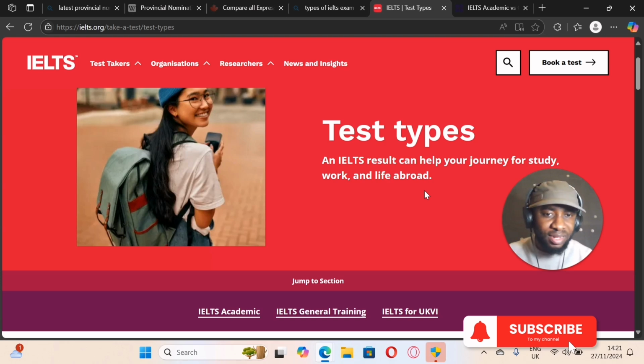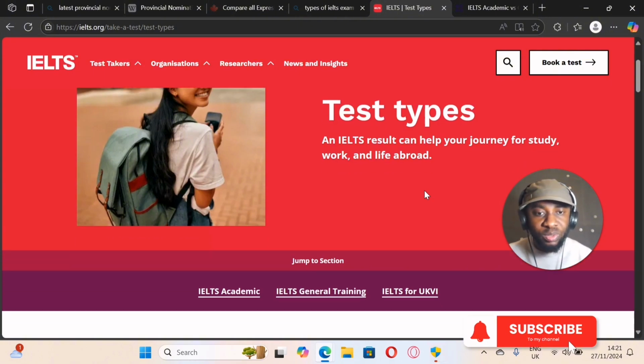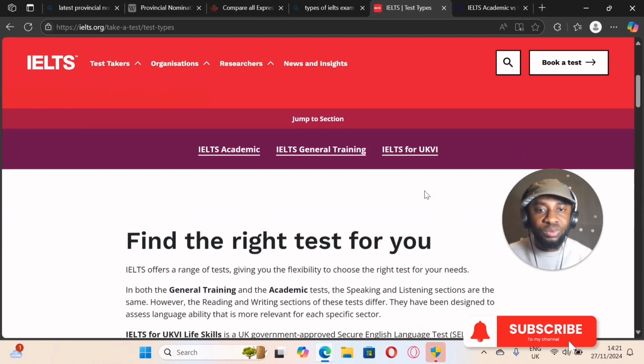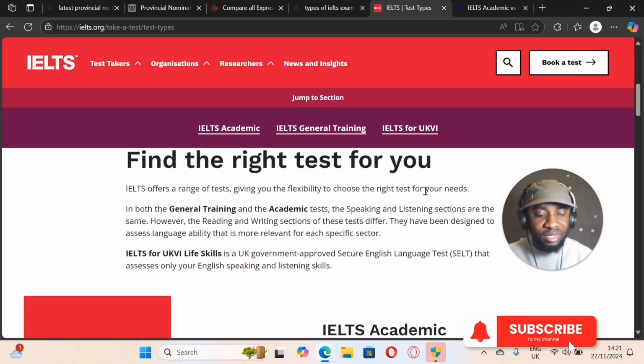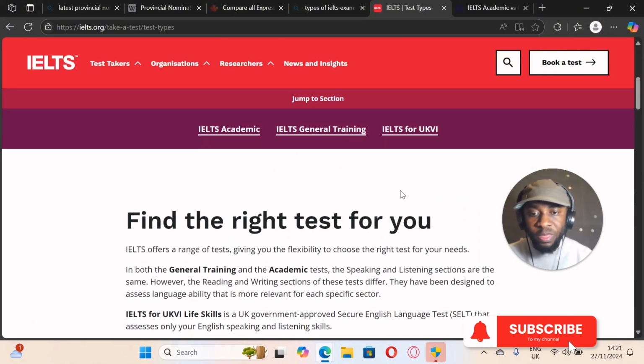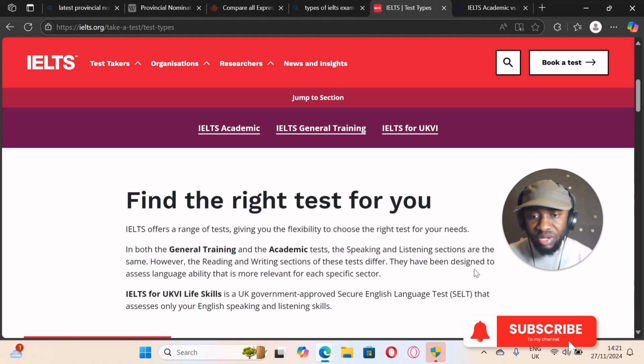And in the writing of the test, any test you write under the IELTS has a specific visa route you can use that particular test for. And so we are going to look at the various tests to know how best we can prepare ourselves and then to make the right choice as well. So find the right test for you. Let's see. IELTS offers a range of tests, giving you the flexibility to choose the right test for your needs, in both the general training and academic test, the speaking and listening session. So there's just an introduction.